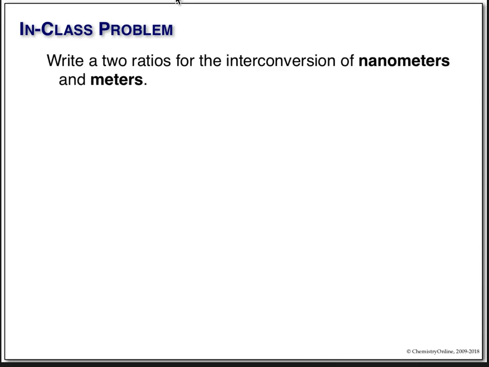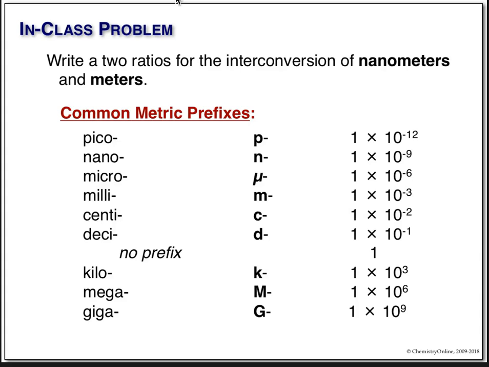One or two more because it is an important skill. Nanometers and meters. Nano, remember, is minus 9. So 1 nanometer is the same as 10 to the minus 9 meters.